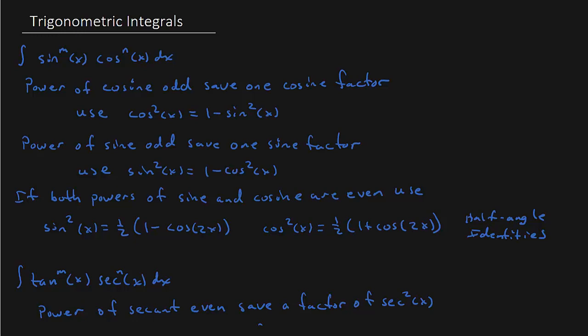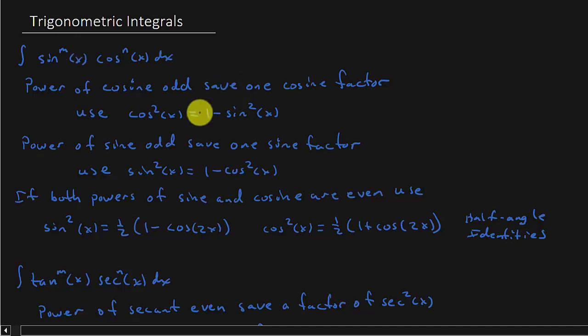All right, so before we get started, the first thing we need to look at is these rules right here. If we have sine to the m times cosine to the n, this is what we want to follow. If a power of cosine is odd, we want to save one cosine factor. If the power of sine is odd, save one sine factor. And we want to use these properties for each: sine squared is equal to 1 minus cosine squared, and cosine squared is equal to 1 minus sine squared.